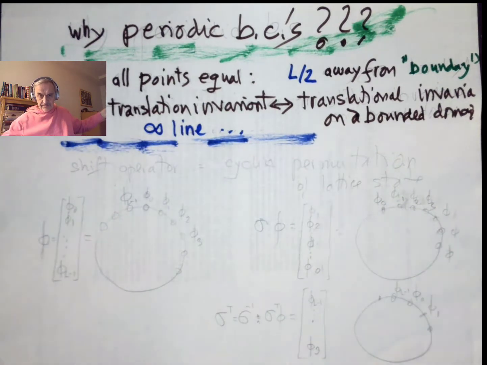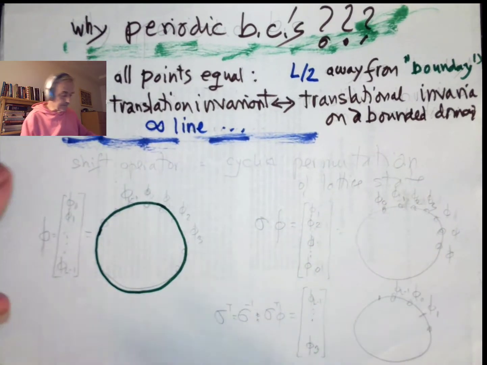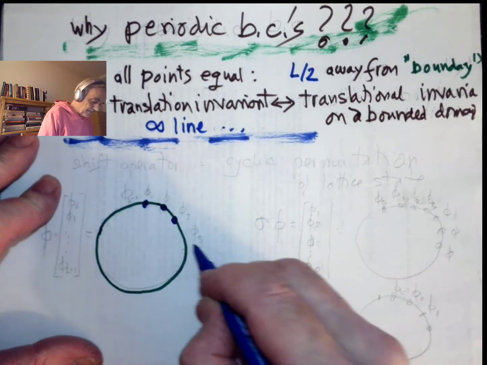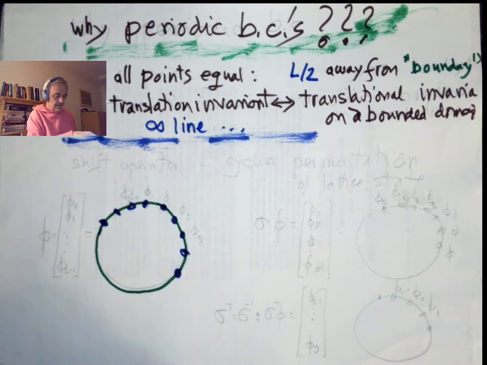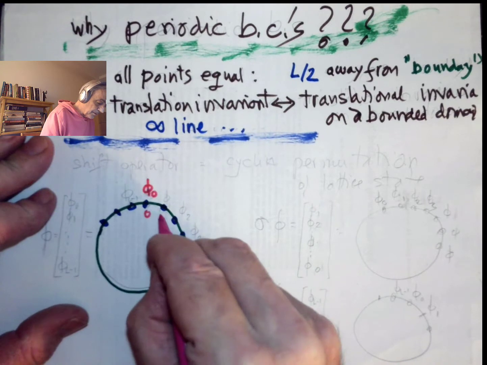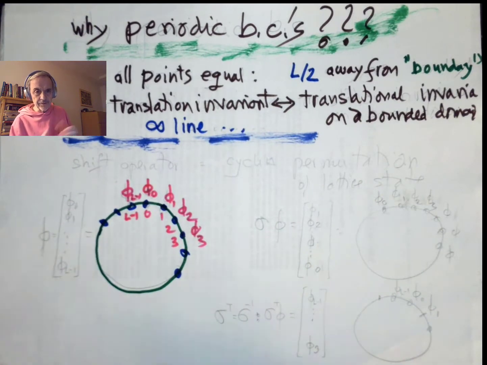Instead of drawing an infinite line, I'll draw a circle. I will discretize it into L points, L being an integer, hopefully a large integer. So my coordinate, which used to be a continuous length measured on a circle, is now L points. And then my field measured on this circle has value phi of 0 at what I call 0, up to the last point, which in this case is called L minus 1, because L and 0 are the same.